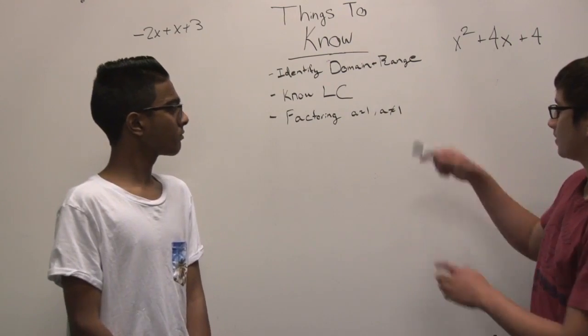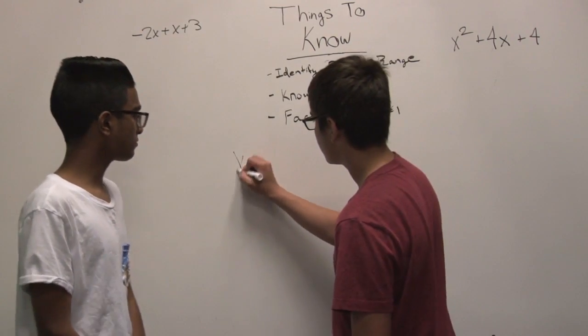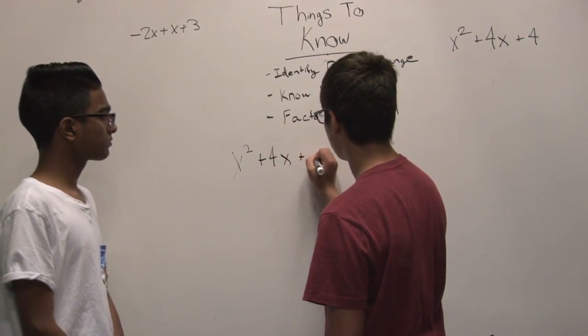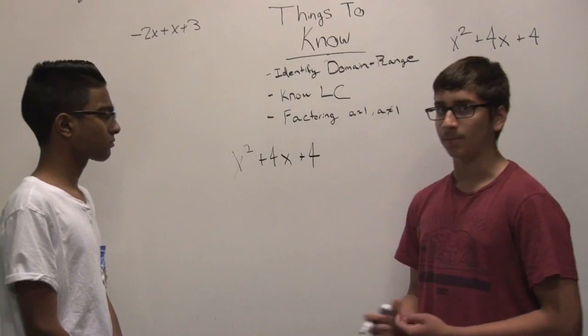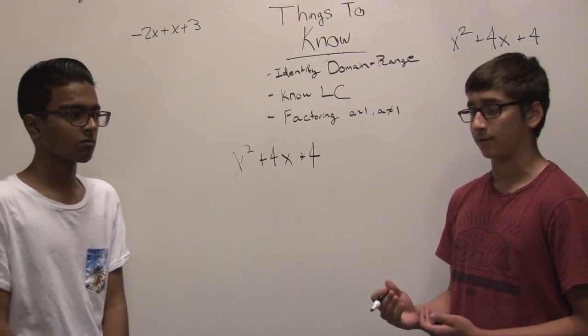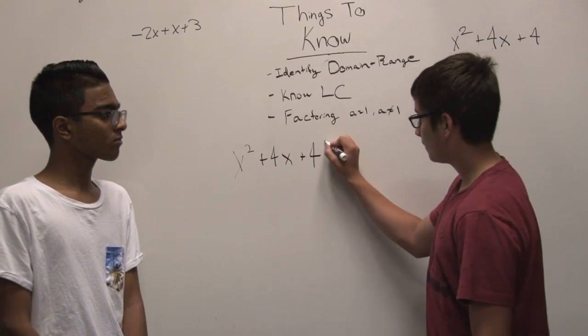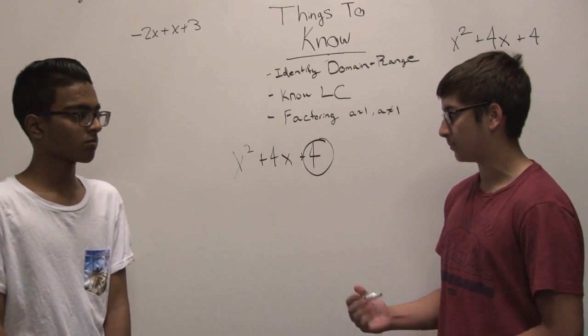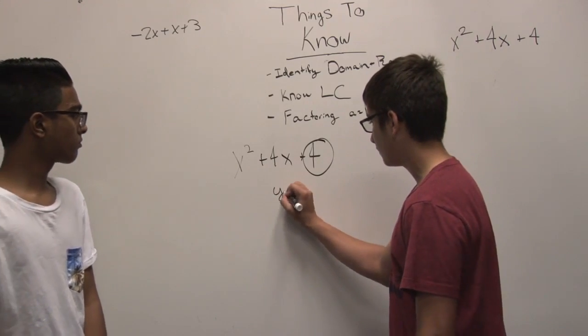So we're going to be using the equation x squared plus 4x plus 4. And the nice thing about quadratic functions in standard form is that you can immediately identify the y-intercept. The constant over here is the y value of the y-intercept. So let's write that down.